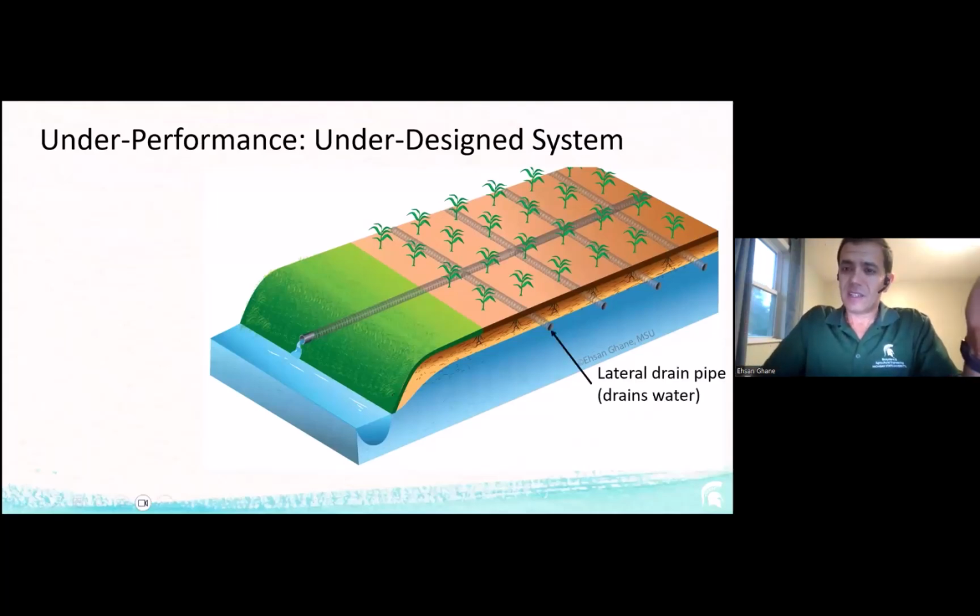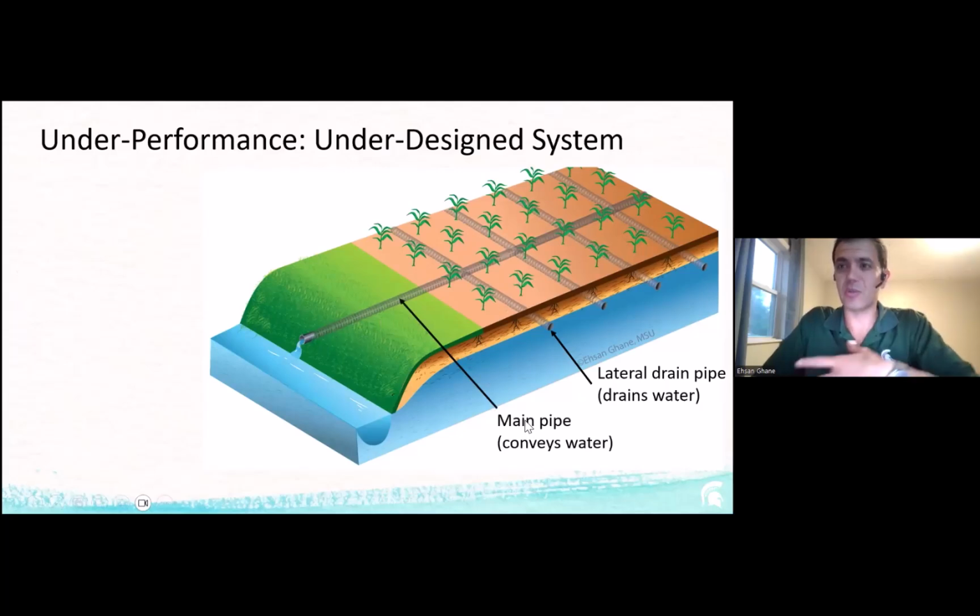Again, these are the lateral drain pipes. Remember, the first part of the journey was water moving from the soil into the pipe. That's what we call drainage intensity, and that's how intense water can move through the soil. And then there are other pipes we call the main collector pipes. Those collect the water and convey, actually transport, the water to the outlet.